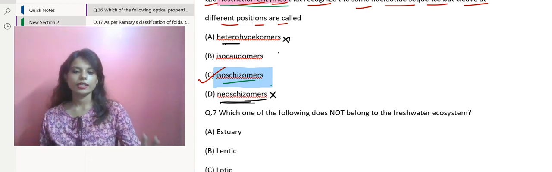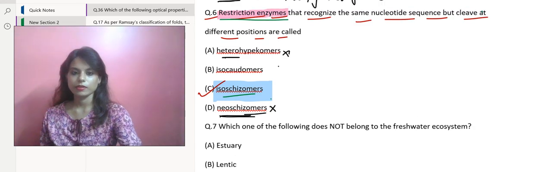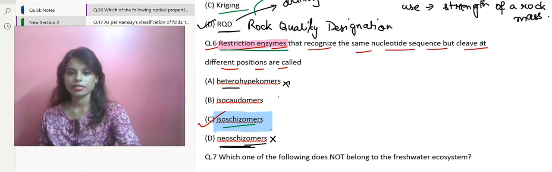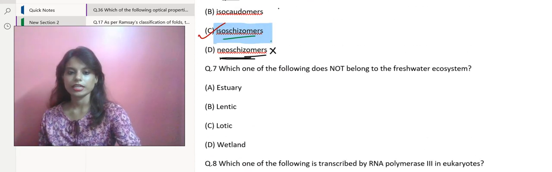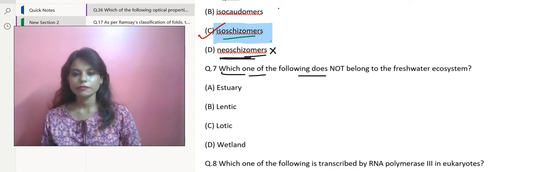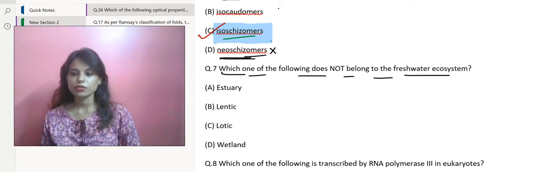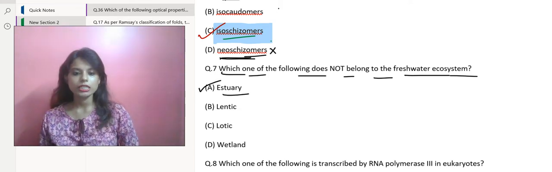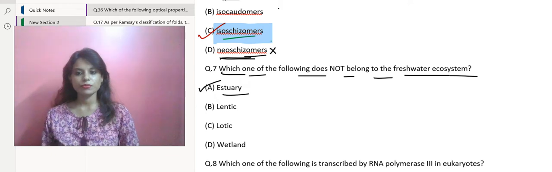Next, let's move over to the next question. So we have already got the correct answer for the previous one. Let's move over to the next question. Which one of the following does not belong to the freshwater ecosystem? It will obviously be estuary. The others are a part of the freshwater ecosystem.